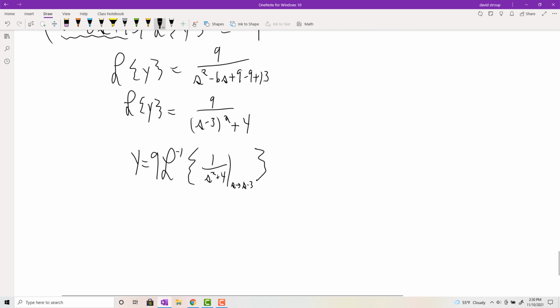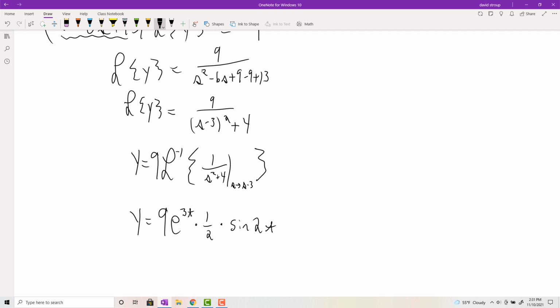Okay. I'm going to plop out the e to the 3t. And what else? Then the Laplace of 1 over s squared plus 4, the Laplace inverse of that, you need to kind of get that k value up top, so you need a 1/2 out as well. So you could write times 1/2 times, what is that, a sine then, a sine of 2t. Okay, so y equals 9/2 e to the 3t sine of 2t.